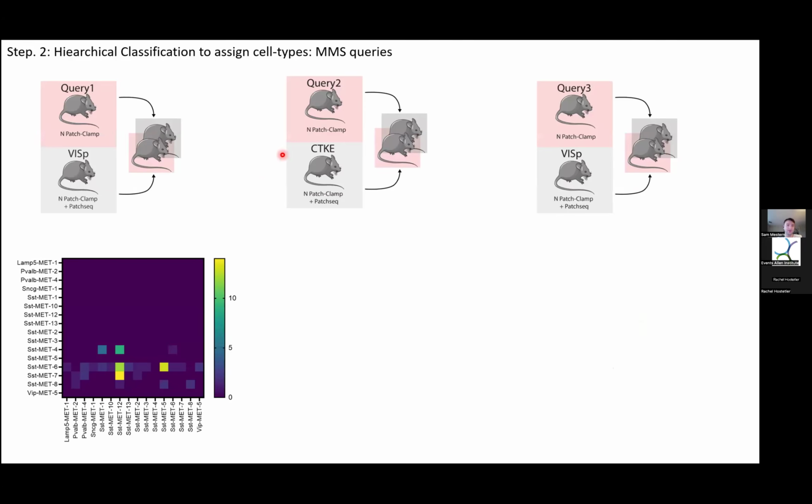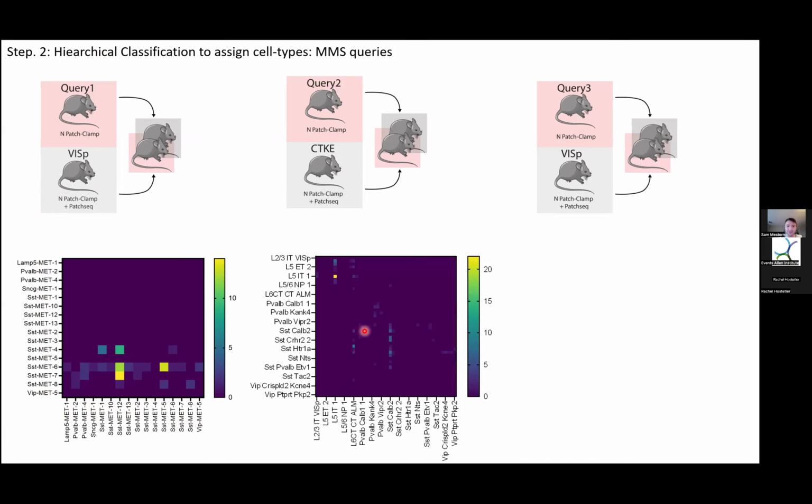Okay, with that in mind, I wanted to talk about the results I got. For query 1, overall, I got fairly good prediction results where the SST cells were being predicted as SST cells, with the true labels on the y-axis and the predicted labels on the x-axis. However, I did see a bit of intermingling amongst the SST subtypes, meaning the classifier was not getting the SST subtype exactly right.